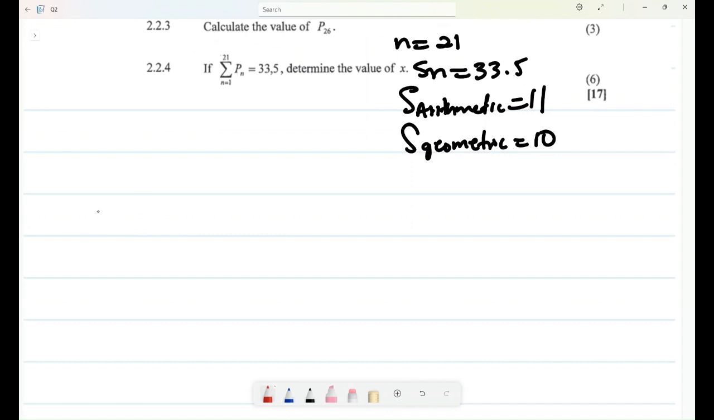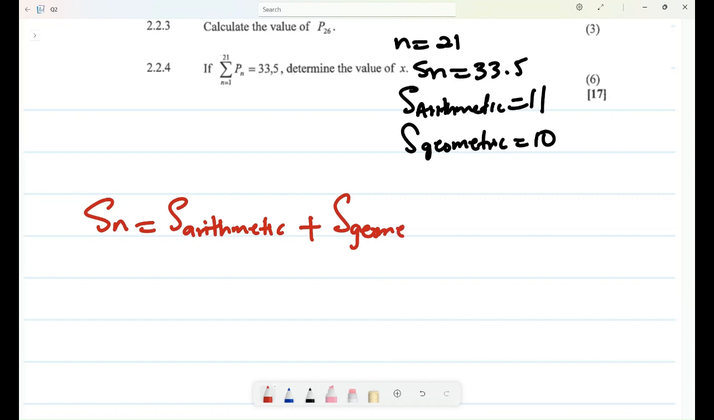I know that Sn is equal to, but now, do you all agree with me that it's going to be sigma of arithmetic plus the sigma of geometric? Why? Because now this number pattern is composed of arithmetic pattern as well as geometric pattern. So now, I know what Sn is. Sn is 33.5. It is equal to sigma of arithmetic.